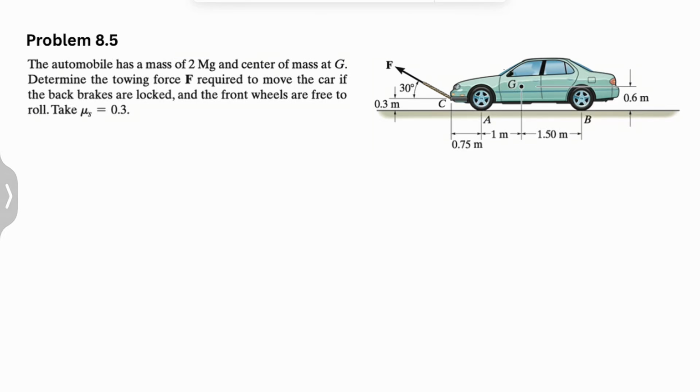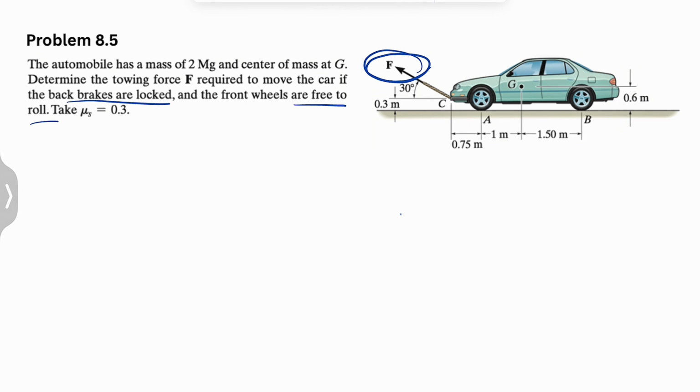Okay, guys, welcome back. We have another question from the friction chapter from the Hibbeler textbook. The automobile has a mass of 2 megagram and the center of mass at G, so we can see the center of gravity or center of mass in the figure. We need to determine the towing force F required to move the car if the back brakes are locked and the front wheels are free to roll.